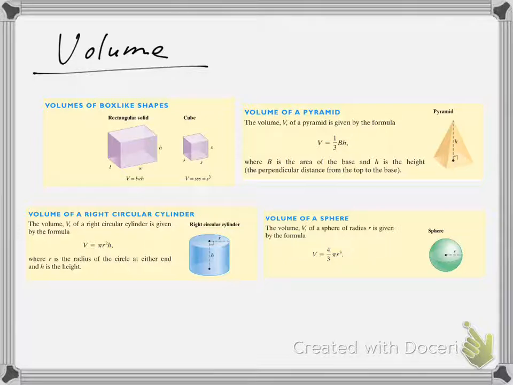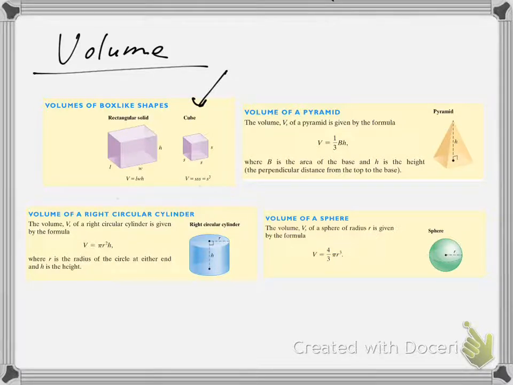So we first have the box, and the volume of a box is the length times the width times the height, or if it's a cube where all the sides are the same, it's still length times width times height, which you see here, side times side times side, which ends up being side to the third. So that's just kind of a special case. The cube is a special case. But length times width times height.